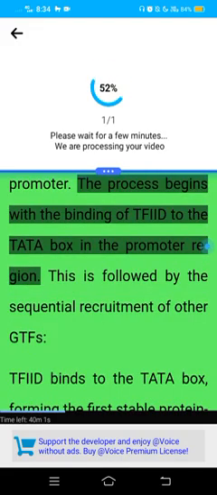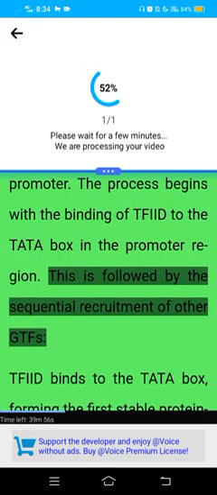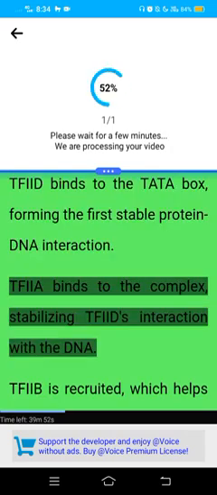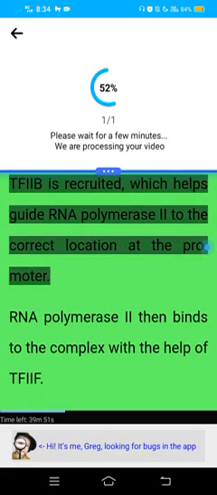The process begins with the binding of TFIID to the TATA box in the promoter region. This is followed by the sequential recruitment of other GTFs. TFIID binds to the TATA box, forming the first stable protein-DNA interaction. TFIIA binds to the complex, stabilizing TBP's interaction with the DNA. TFIIB is recruited, which helps guide RNA polymerase II to the correct location at the promoter.